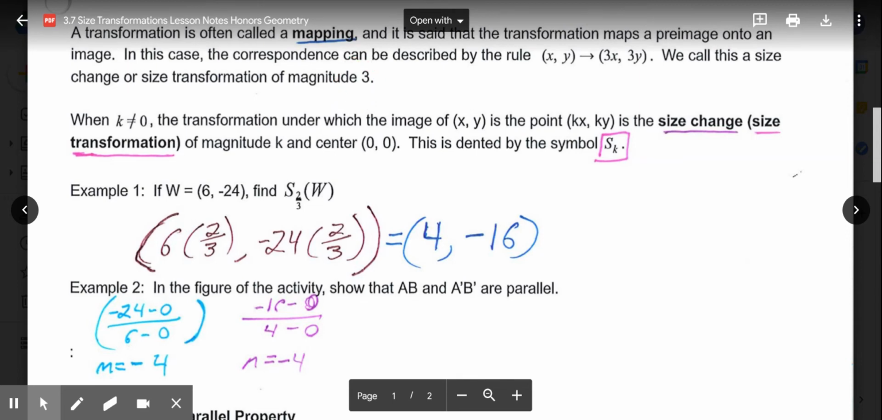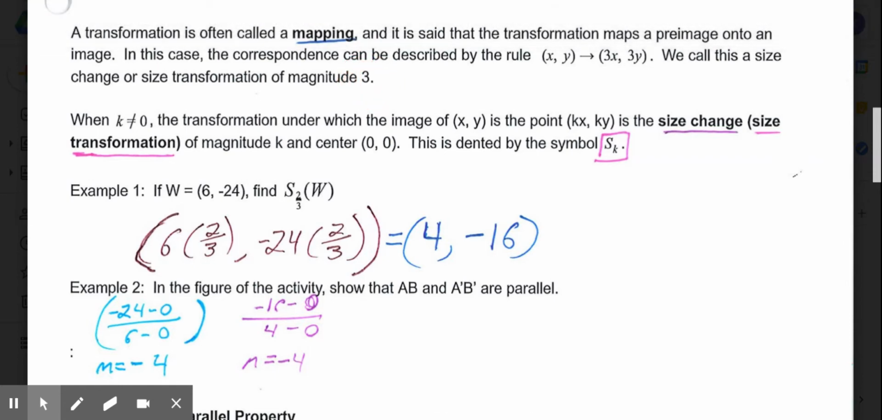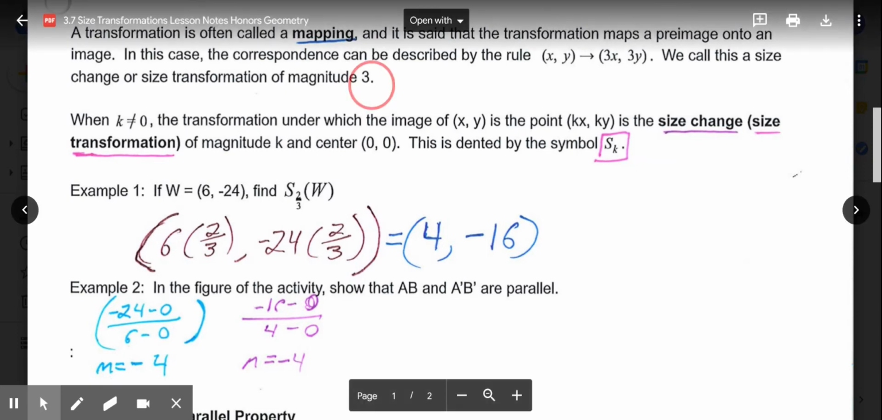So in rotations, the magnitude was degrees, positive or negative, based on the direction. In size transformations, the magnitude is the size that we're changing by. So our scale 3 times bigger would mean a magnitude of 3. If we were shrinking to half the size, our magnitude would be 1/2.